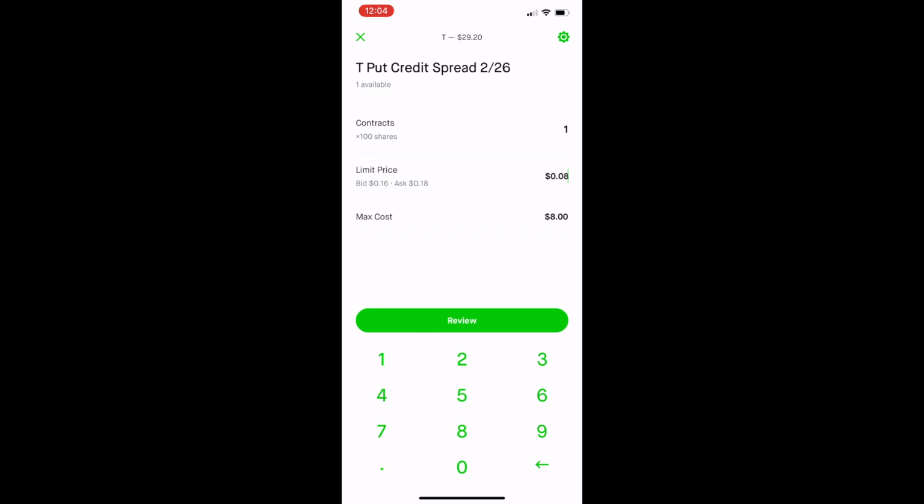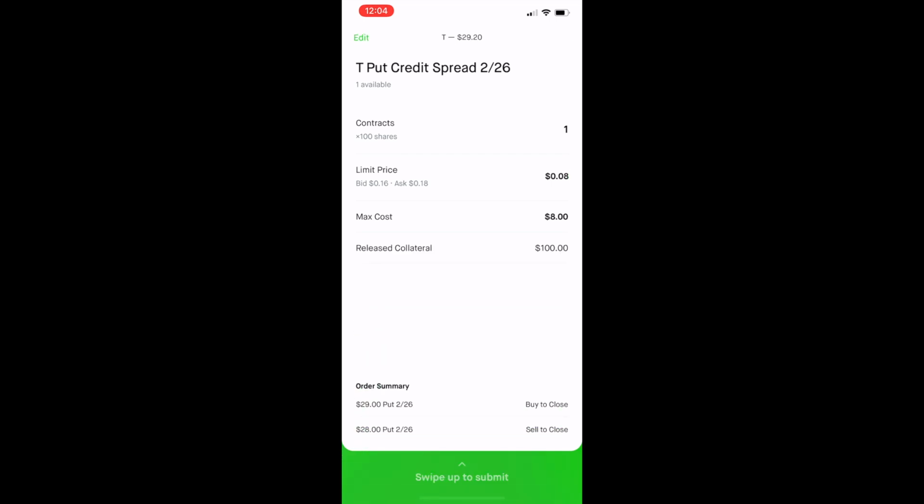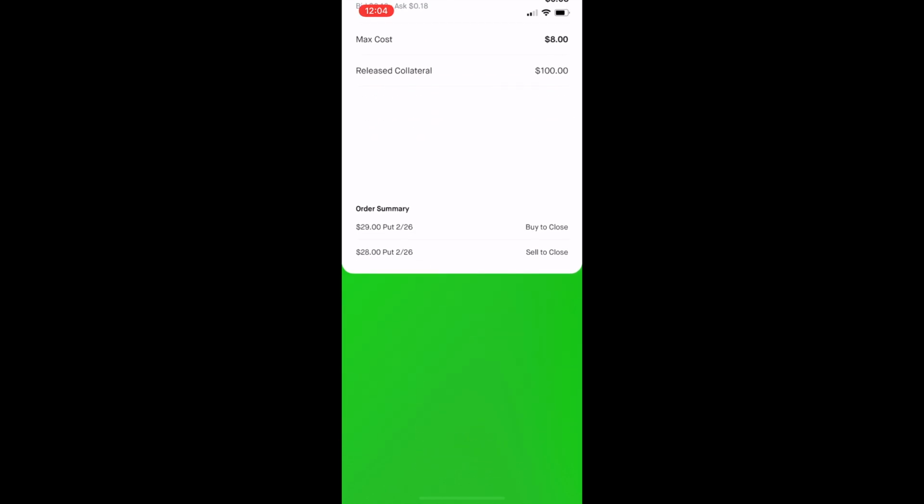So since I opened a credit spread and received money up front, that means that I will pay a debit or pay a cost to close the spread. So you want it to be lower, so $8 would net me about 50% profit. So since it was a $1 wide spread, I had $100 locked in collateral, but then once I close this trade, it will release that $100. And then swipe up to submit.